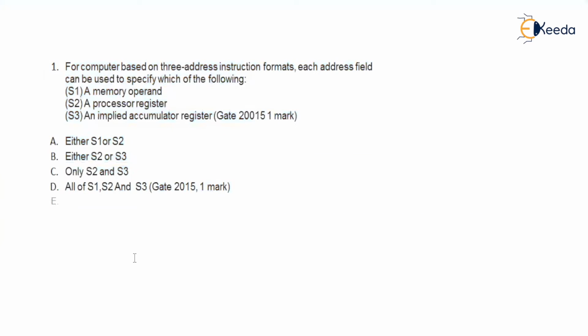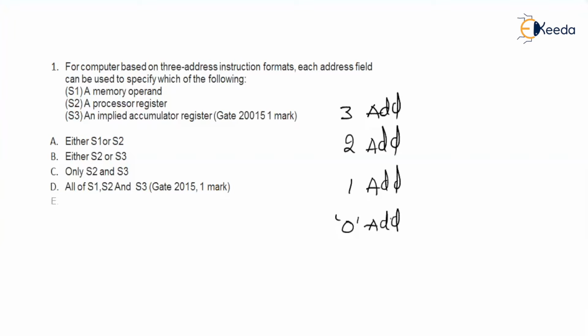Now, we know that when it comes to the instruction formats, we do have 3 different kinds of instruction formats. One is 3 address instructions, 2 address instructions, and 1 address instructions. I'm not talking about 0 address instruction because 0 address instructions are performed on stack. So if we do not consider stack, we do have these 3 kinds of instruction formats.